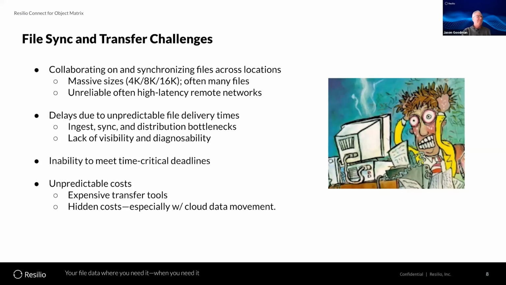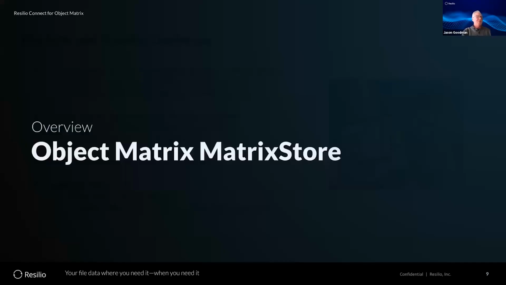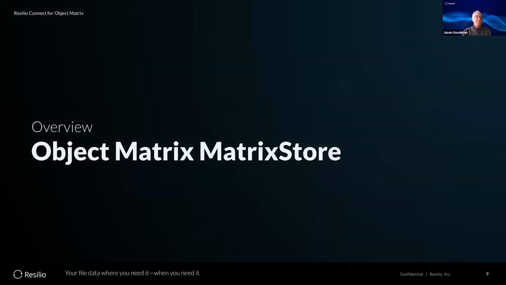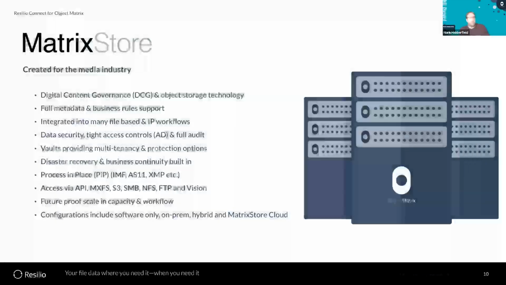So Mark, let's go into some of the core product capabilities of MatrixStore. Sure, thanks very much. Object Matrix is the company, MatrixStore is the product. And what is MatrixStore? Well, it's an S3 compatible object store. We keep the objects with the data and the metadata next to each other, but we do some things a little bit differently. We don't break the assets up.